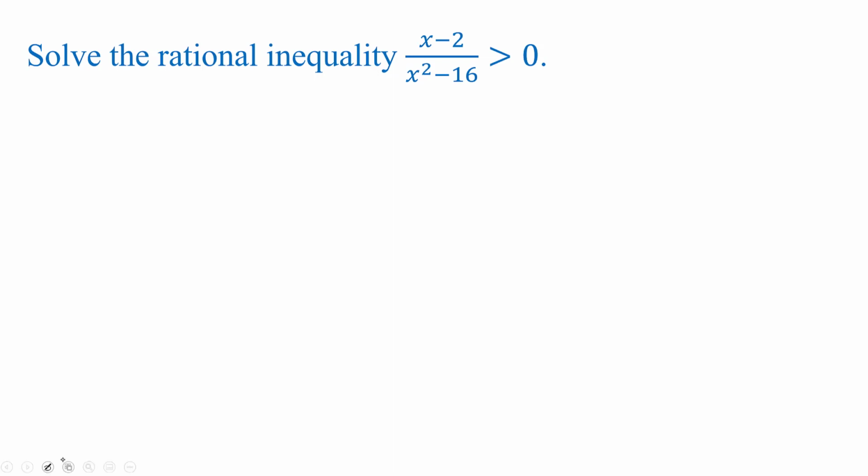Noting that there is a 0 to the right of the inequality sign, I'm going to grab this rational expression to the left of the inequality sign, give it the name f(x), so I now have the function f(x) = (x - 2)/(x² - 16), which I will fully factor to get f(x) = (x - 2)/((x - 4)(x + 4)).